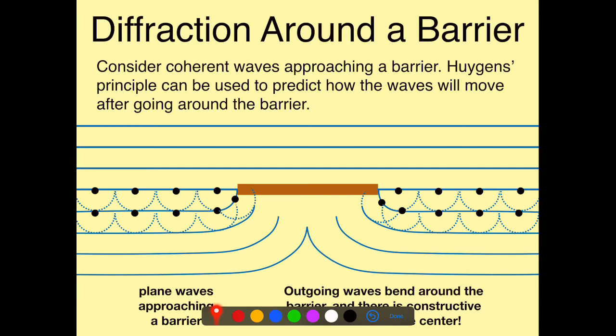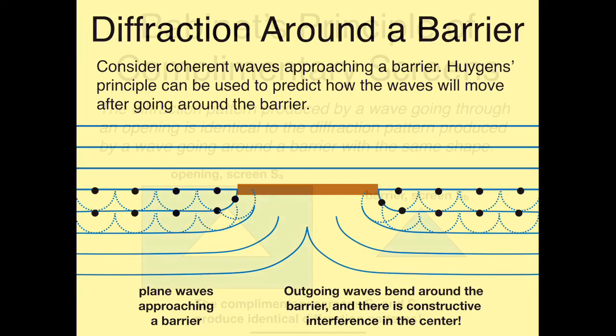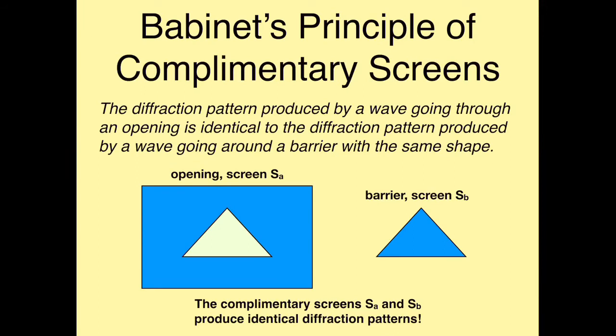You might expect that right in the middle of the barrier you will see no outgoing waves because they would be blocked by the barrier. But the opposite is actually true. You get a very intense wave due to the constructive interference right at the center, where you'd expect there to be nothing at all. And so, of course, we're going to want to know what sort of equations govern diffraction around a barrier. How can I calculate what the diffraction pattern looks like when I have light going around a barrier as opposed to through a slit?